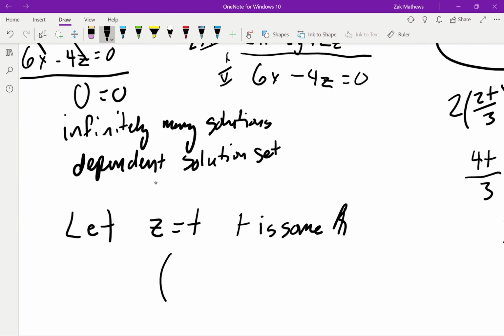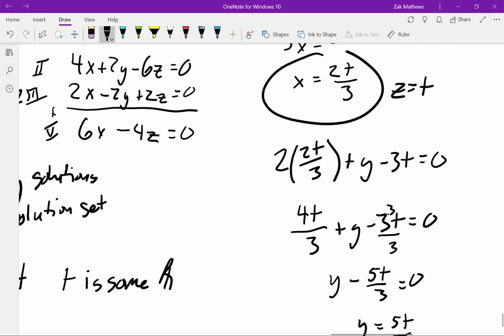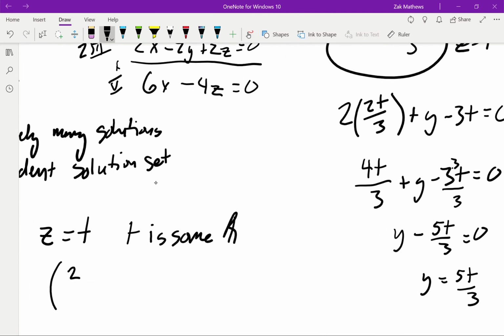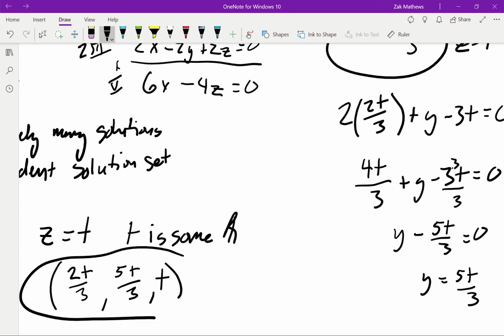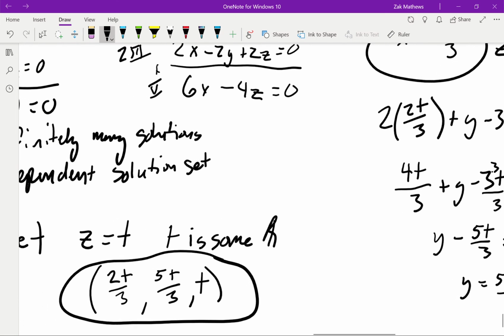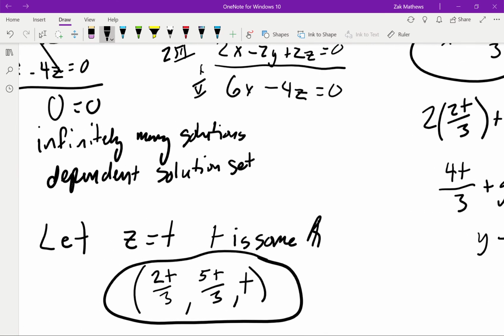The solution is 2/3 t, 5/3 t, t. And so what we stated in the previous video is that anytime we have that dependency, we still do want to write the solution set, but we are going to have to do so in terms of an unknown constant. We've assigned one of the variables a constant value. We haven't stated what it is, we're just saying it's some constant value. We've found the other variables in terms of that constant.